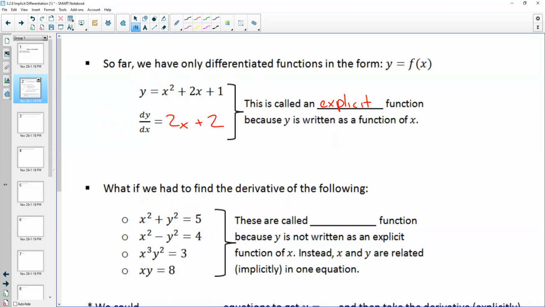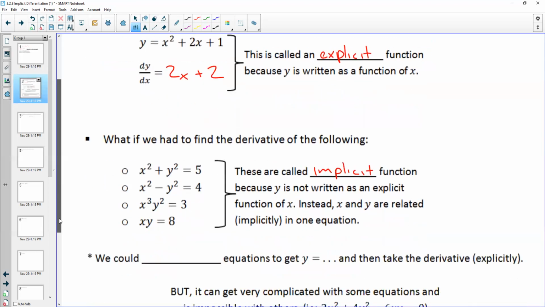But in some cases, we're not going to have an explicit function. We're going to be given different functions, right? So these are called implicit functions. This is because y is not written as an explicit function of x. X and y are related in one equation, okay? So some of these formulas might look familiar to those of you who have seen a circle or an ellipse, right? And we will get into that as well.